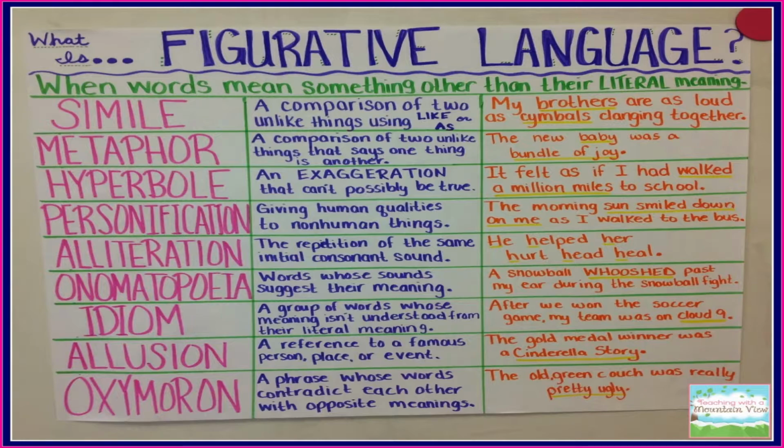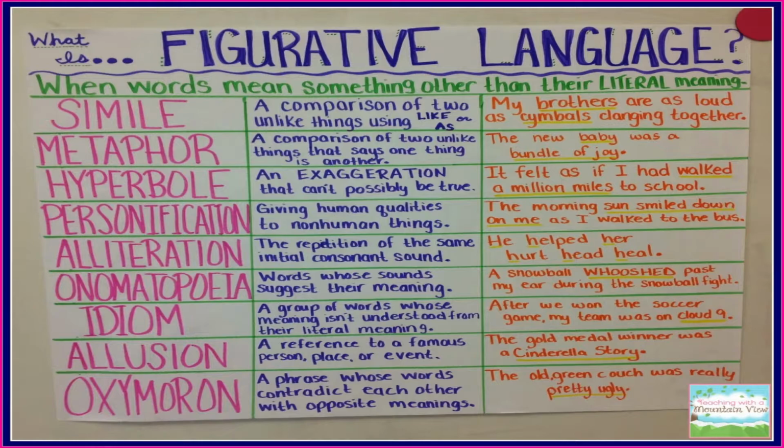An oxymoron is where you say something and the two words are the opposite of each other. So when we say the old green couch was pretty ugly, pretty and ugly are opposites of each other. But we say pretty ugly to know that it was very ugly. Okay? So two words that we say together that are the opposites of each other, but they make sense together.